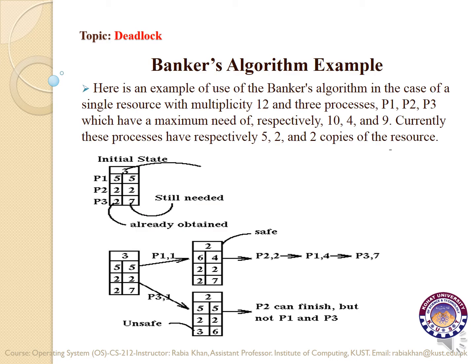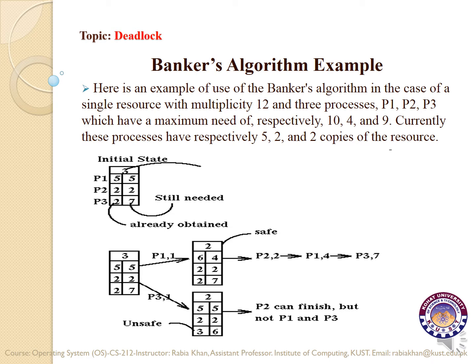Here is the example of Banker's algorithm. Keep in mind that Banker's algorithm works for the multiple instances of the resource. So for example, there is a resource in the system having 12 instances and 3 processes, P1, P2 and P3. All of these processes have in advance declared their maximum demands.